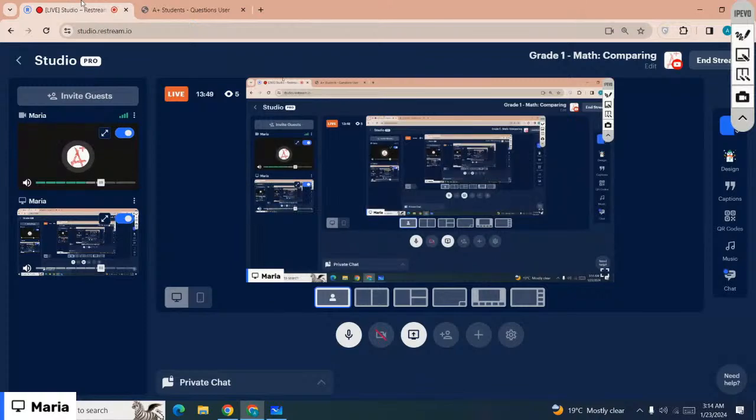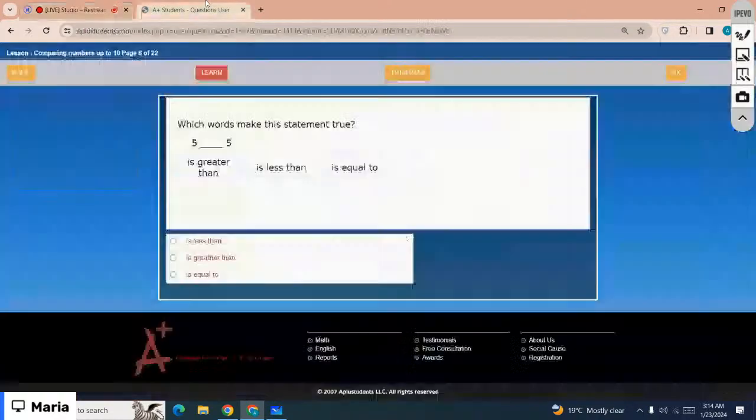The next one is which words make the statement true? 5 and 5, which is the correct option? Yes, they both are exactly equal, right? Both the numbers are exactly same. So they both are exactly equal. 5 is equal to 5. Got it?